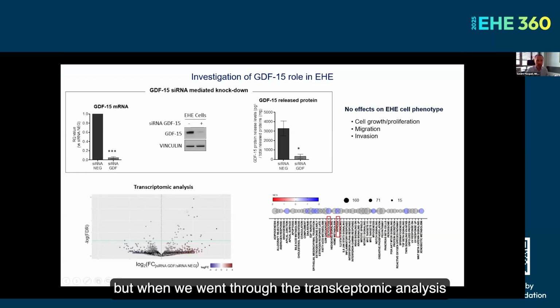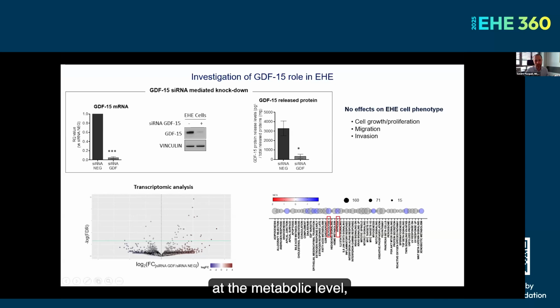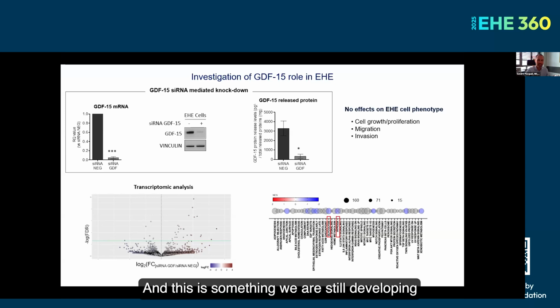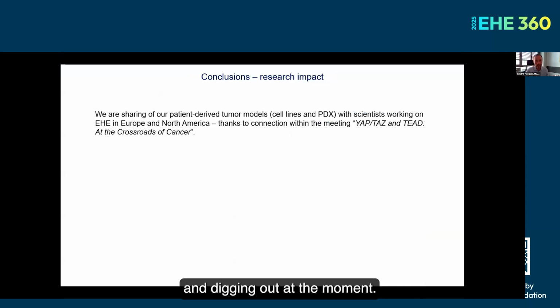But when we went through the transcriptomic analysis to compare tumors that were knocked down or not for GDF15, we observed significant changes at the metabolic level involving different metabolic pathways, including also mitochondrial pathways. And this is something we are still developing and digging out at the moment. So I think this takes me to my conclusion.